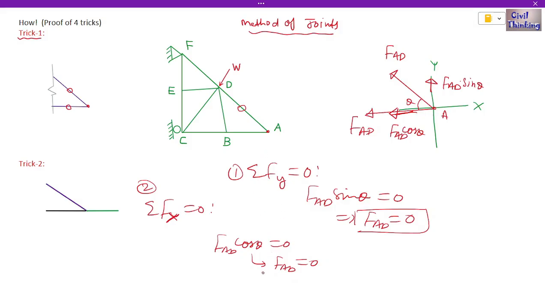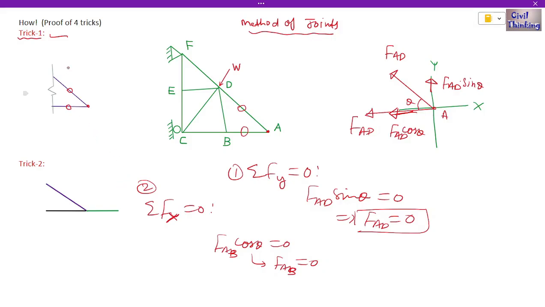Sorry, this is not FAD, this is FAB, right? So we get FAB is 0. So the force here is 0. This means FAB is also a zero force member. So this way you can see our trick 1 is proved, right? Because this joint A was without any external load or force or support, and we had two members, and both of them are 0, as trick 1 says.